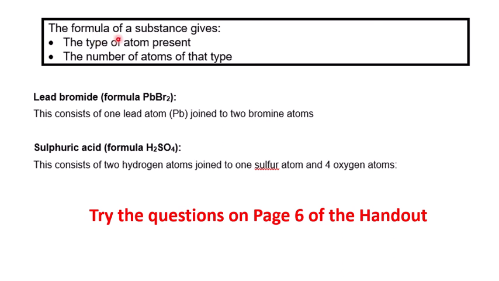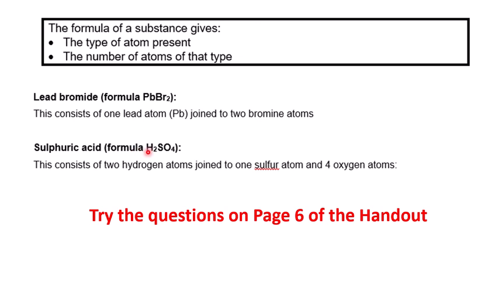So the formula for a substance tells us the type of atom present, and it tells us the number of atoms of that type. We did a little bit of this in year 9, and we'll get to do a wee bit of practice with the questions on page 6 of the handout. And you'll see, for example, PbBr2. So what does that tell us? Well, Pb is the symbol for lead. If you go back to your periodic table, you'll see the symbol for lead there. And Br is for bromine. So PbBr2 tells us 1 lead atom joined to 2 bromine atoms. Pb joined to 2 bromine.